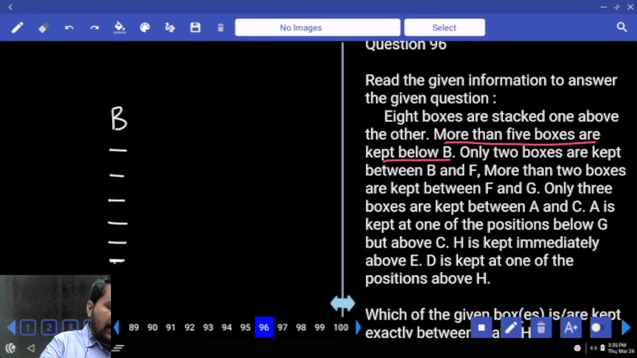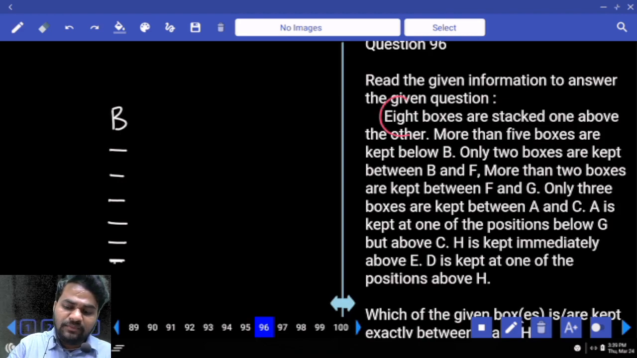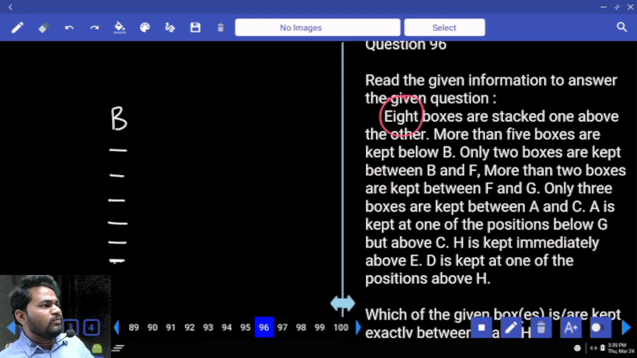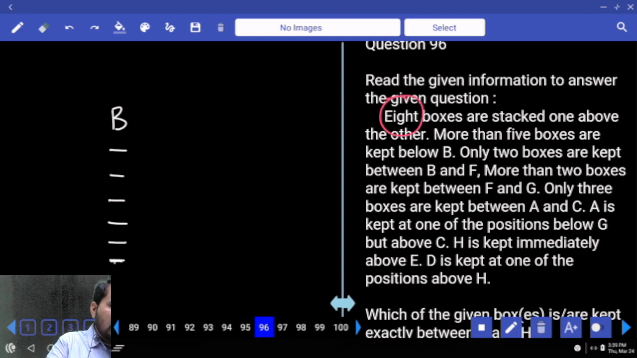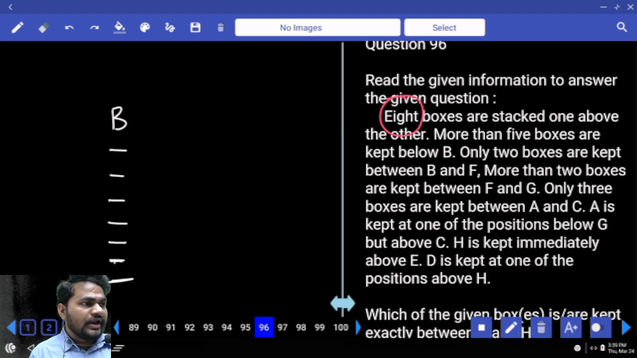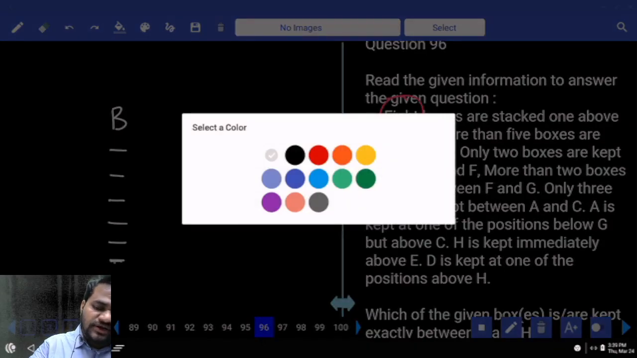So now I have taken a total of 7 boxes, but as per the question we have 8 boxes. That means we need to take one more place. That one more place may be above, or it could be at this place also, right? So we have 2 chances for that place.